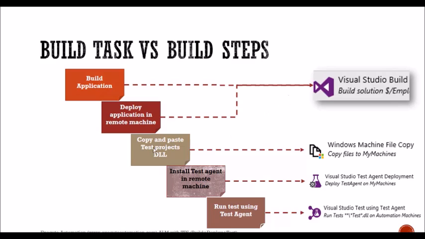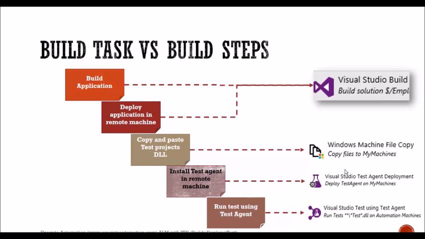And similarly, copying and pasting the test project's DLL can be done using this Windows machine file copy. Add this task as well. And similarly, we have to add the Visual Studio test agent deployment and Visual Studio test using test agent. So let's quickly add each of them one by one, right?